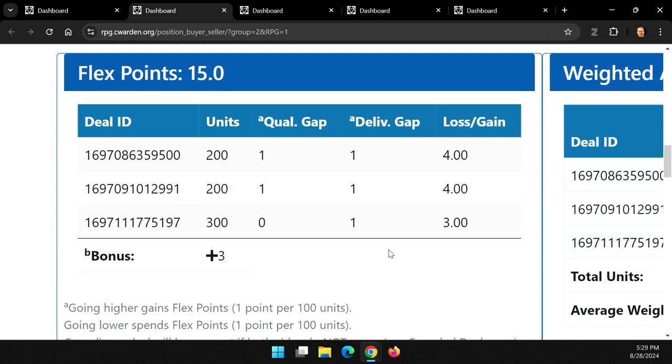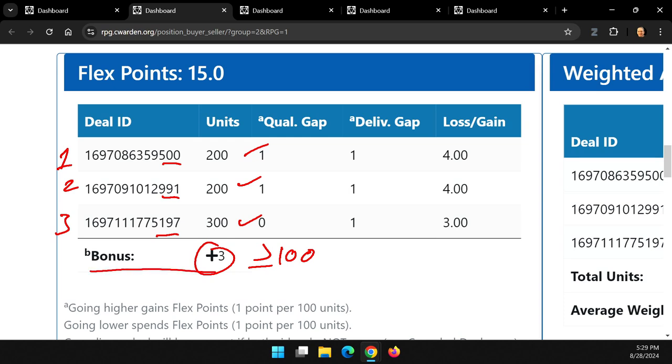Okay, let's look at this example here. This group made 3 deals. One, two, three. And they are different deal numbers, of course. They have to be different deal numbers. And they made the deals with different groups. And you can see here that they're going to get 3 extra points. Now, how do they get 3 extra points? Because it's 1, 2, 3, and all of them are bigger than or equal to 100, which was the target. So that's called a bonus.